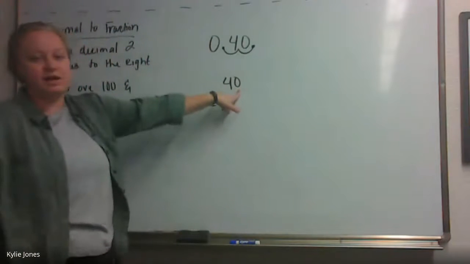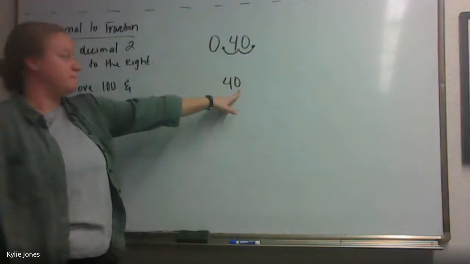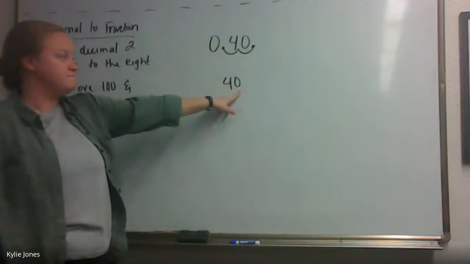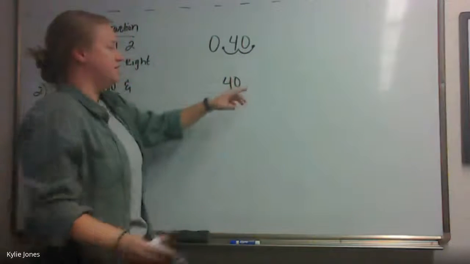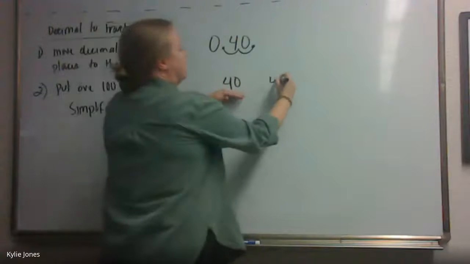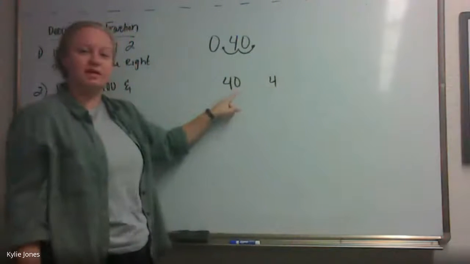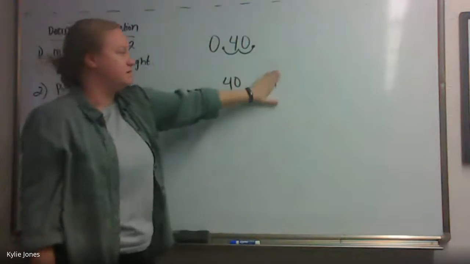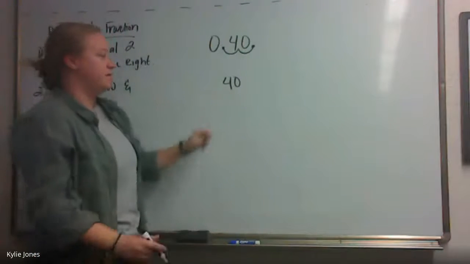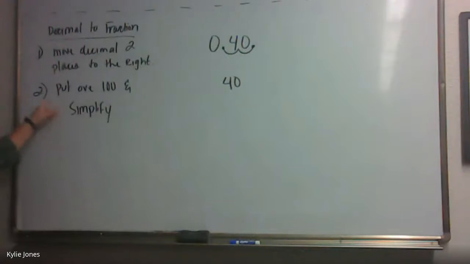Is it important that I have the 0 here? Yes. Yeah, in this case it is. Make it a number. Yeah, it would be much different. The number 40 is much different than the number 4. So you need to make sure you keep that 0 there. These are much, much different numbers. So keep that 0 on there. Now that we have our decimal moved, what's step 2?